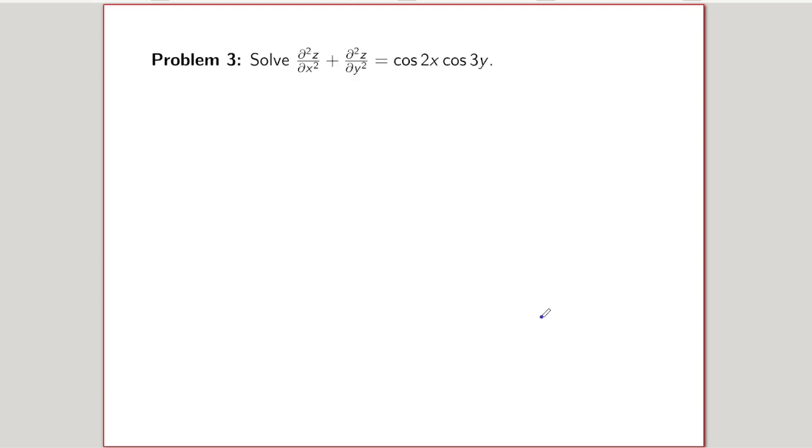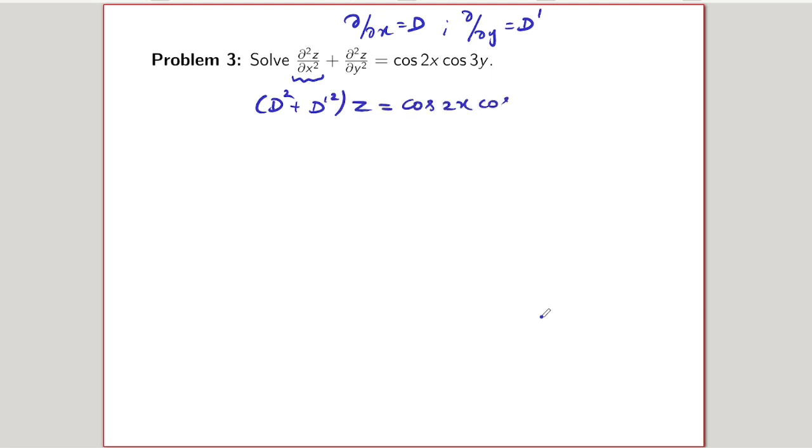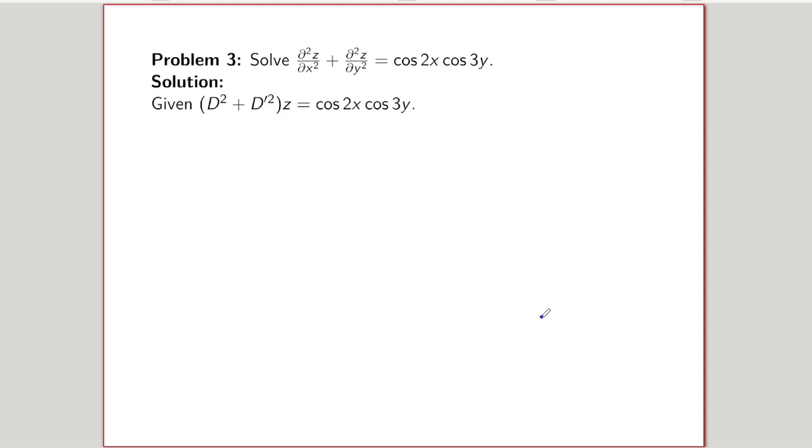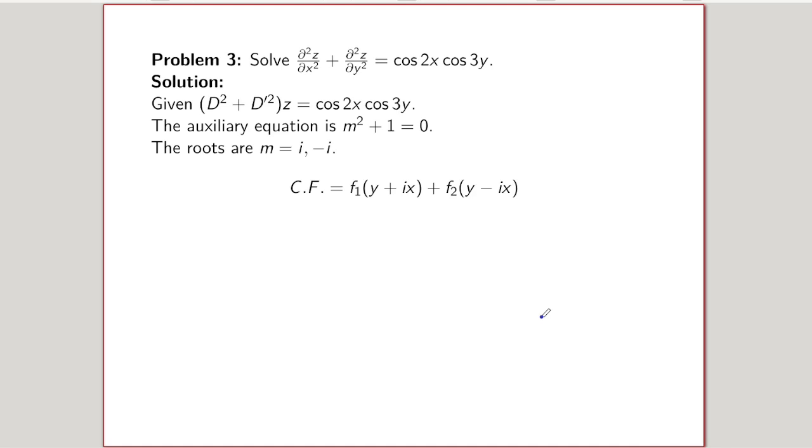Now coming to the next question, we know that dou by dou x will be replaced with capital D and dou by dou y with capital D dash. So this question can be written as D square plus D dash square into z equal to cos 2x cos 3y. So the auxiliary equation is m square plus 1 equal to 0. We can write it as m square is equal to minus 1. So our m value will be plus or minus i. So the complementary function is f1 of (y+ix) plus f2 of (y-ix).